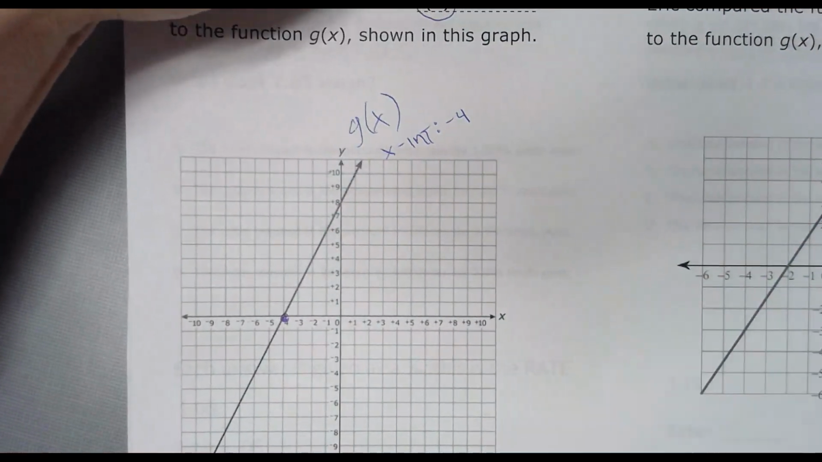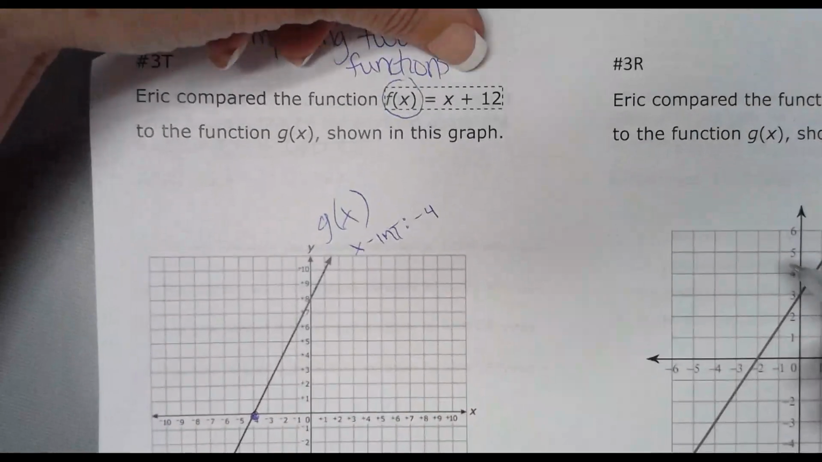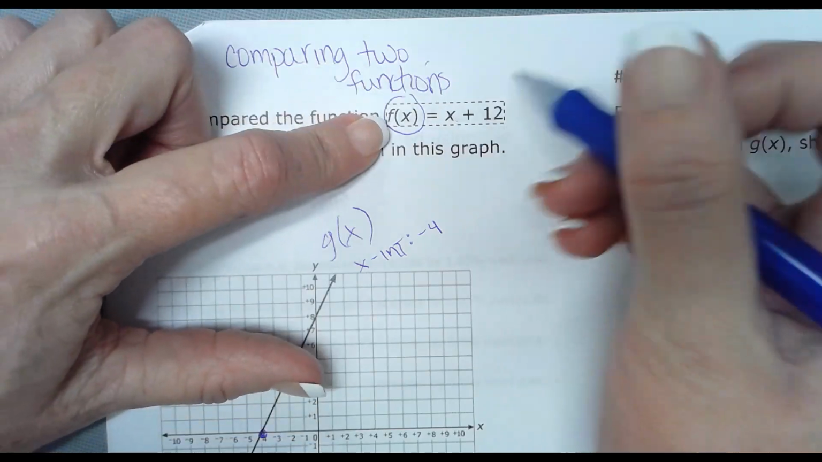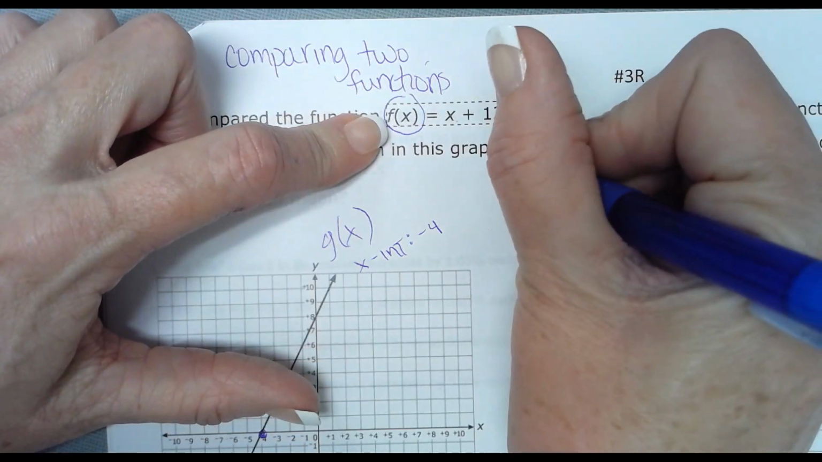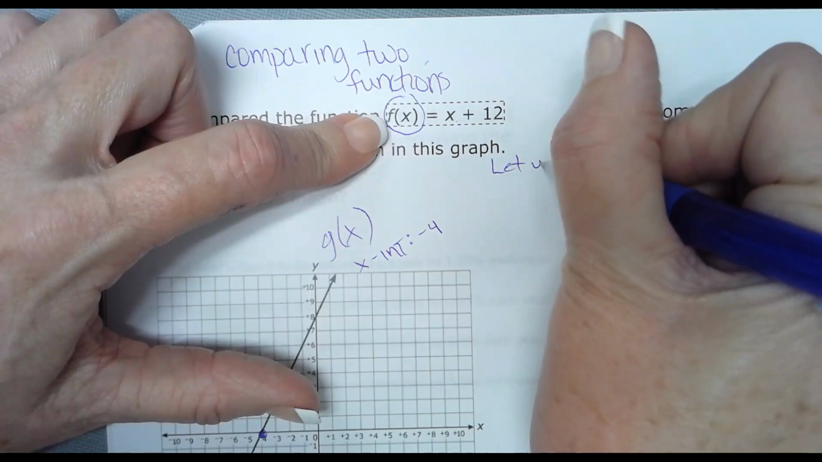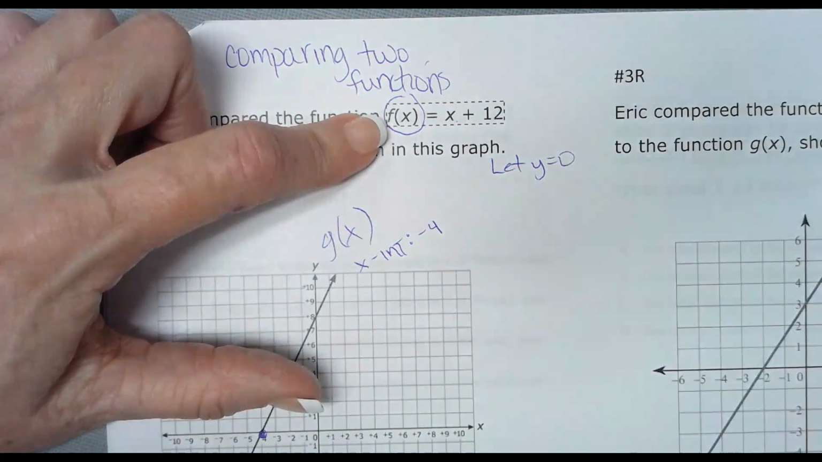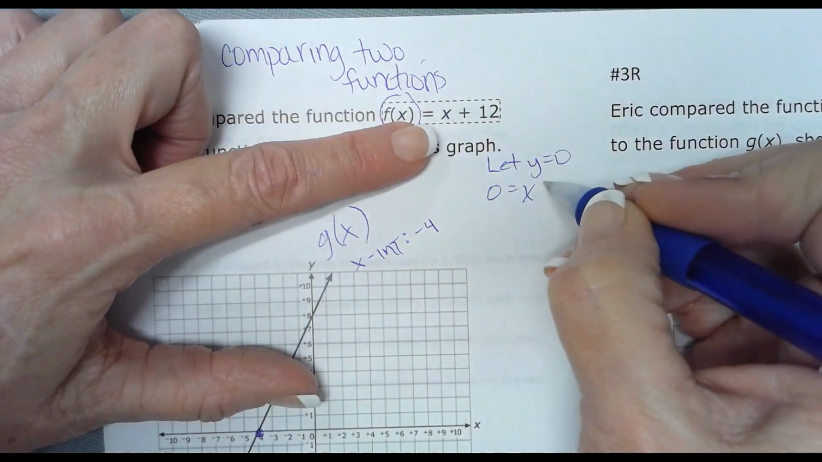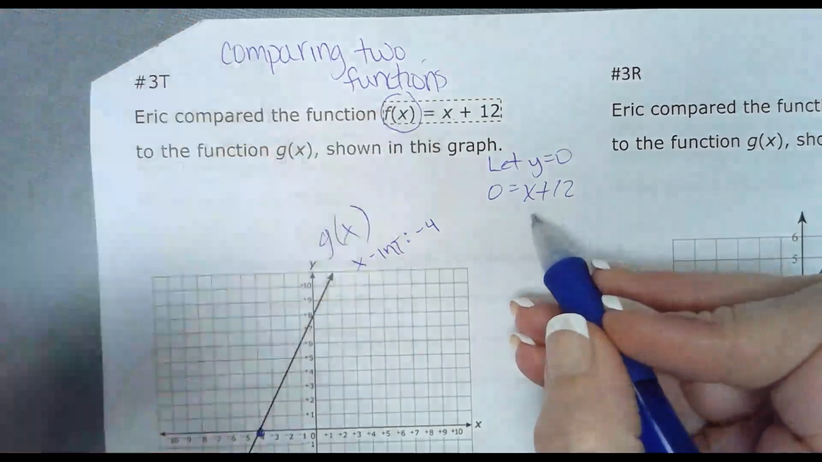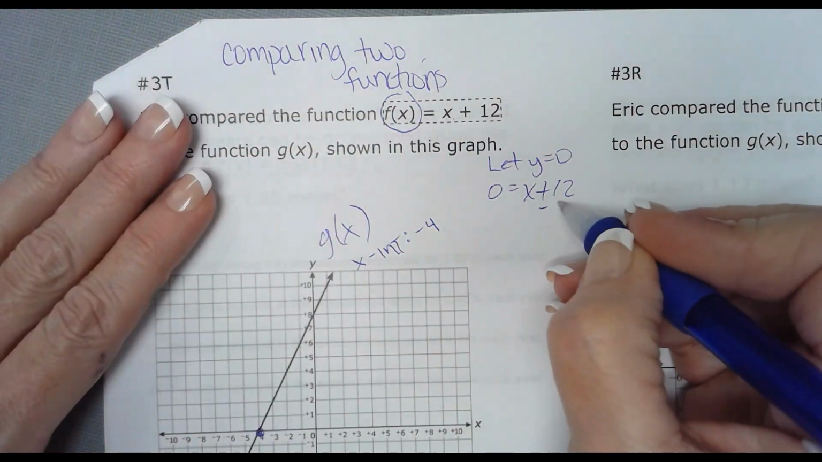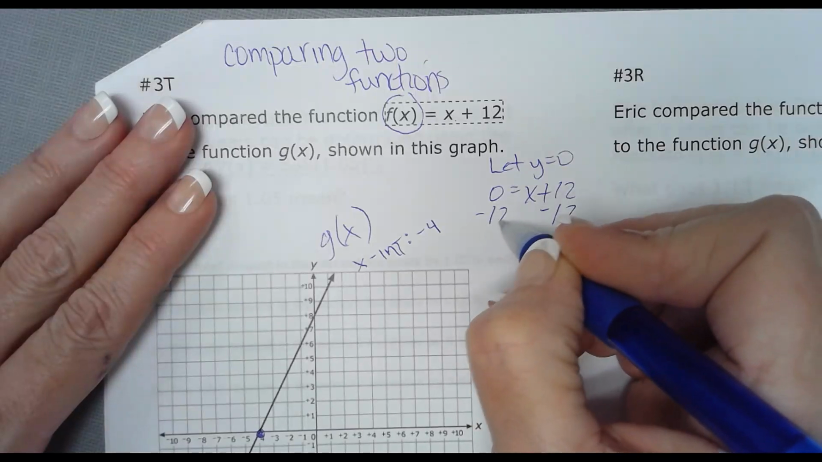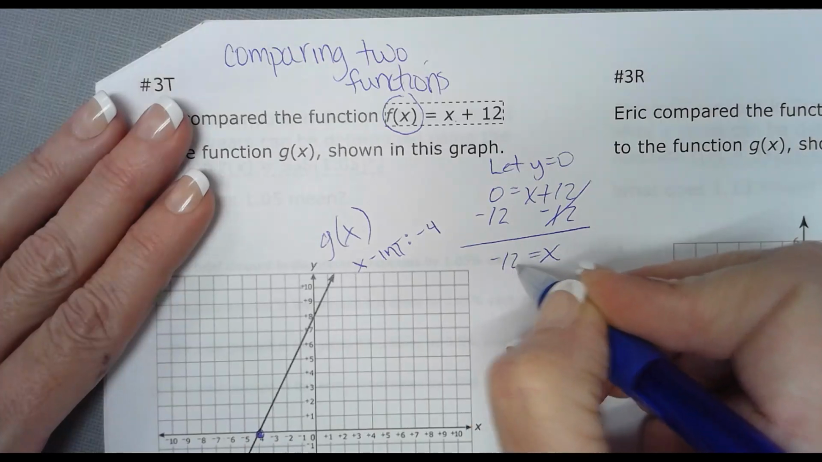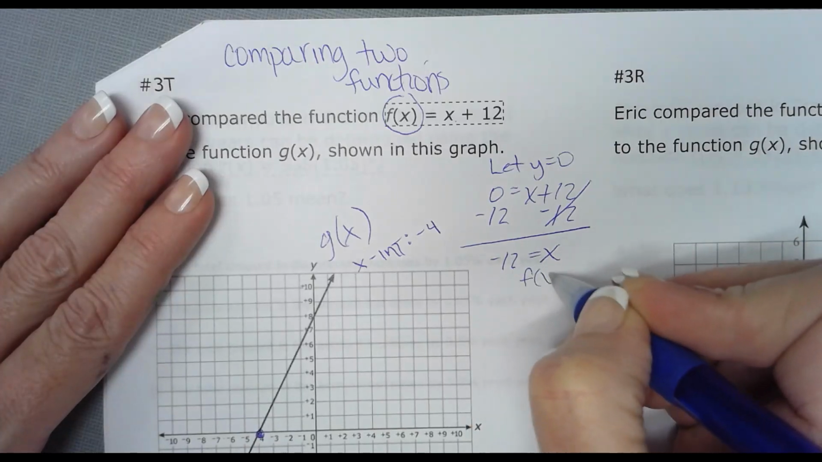And now we're going to do this the long way. For f of x, if you remember, if I'm looking for the x-intercept, I let y be 0. So let's write let y equals 0. That's how we're going to find the x-intercept. So 0 equals x plus 12. And now I need to solve for x by subtracting 12 on both sides. So I find out my x-intercept is -12 for the f of x.